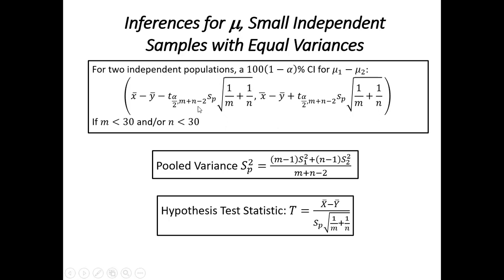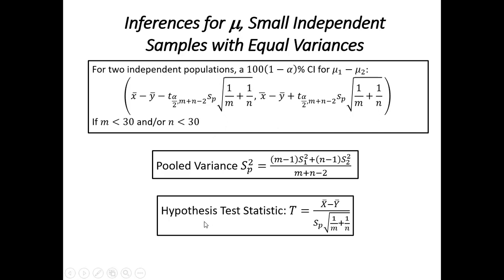And then we multiply this times the pooled, well in this case it's the pooled standard deviation. We would calculate this and then take its square root times the square root of 1 over m plus 1 over n. Okay, so that's our formula for confidence intervals. So here we must have both m and or n less than 30. So if either is less than 30, then we would use this approach.